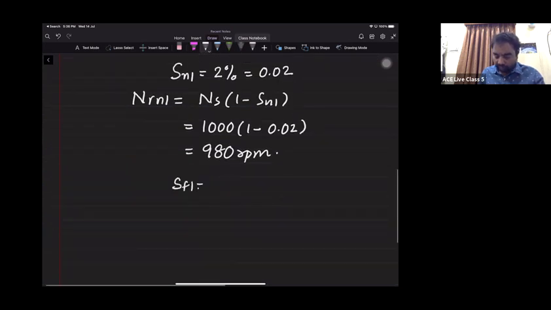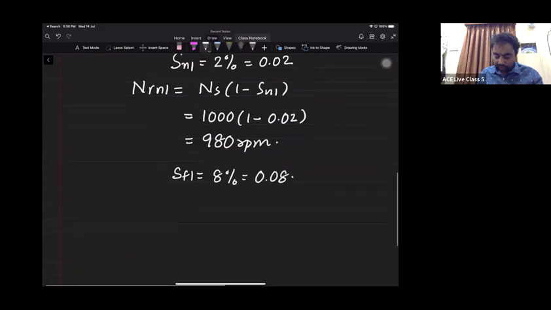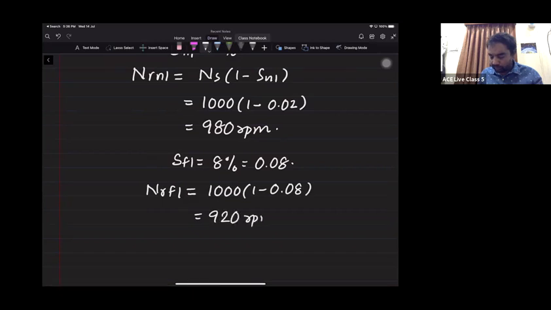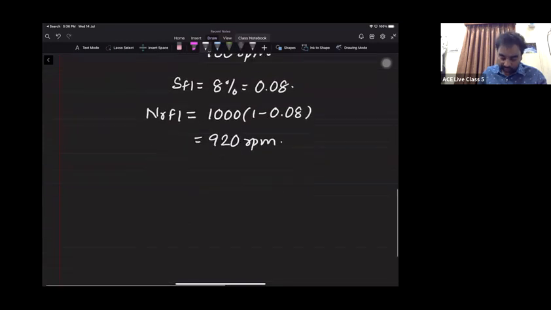Then full load. What is the meaning of full load? It means when the motor windings are carrying the rated current. I'll explain all these things, don't worry. Full load slip is say 8%, so it is 0.08. Then the rotor speed at full load is equal to 1000 into 1 minus 0.08, which is 920 RPM. Then I want to find out the percentage speed regulation.